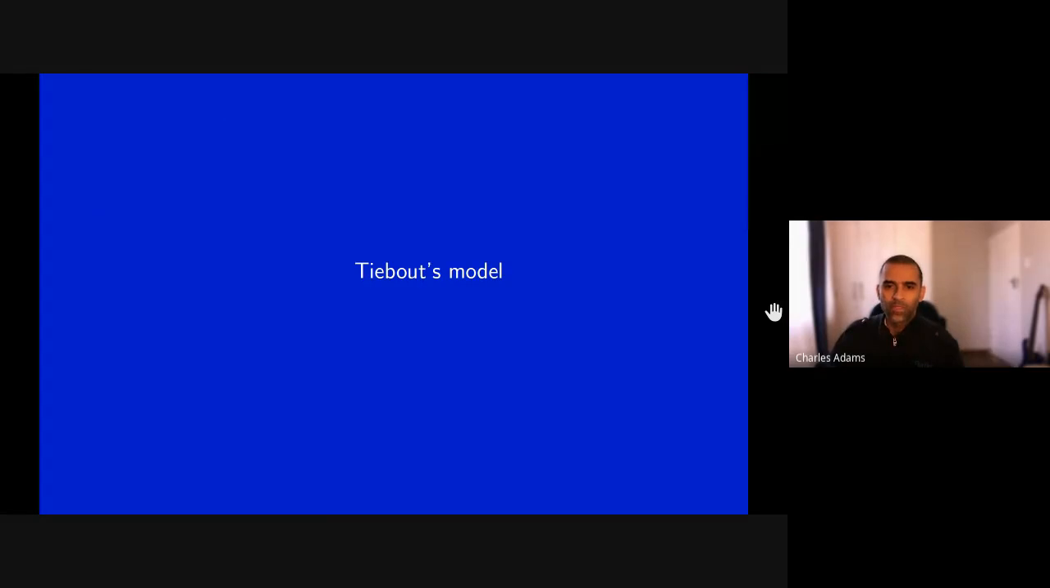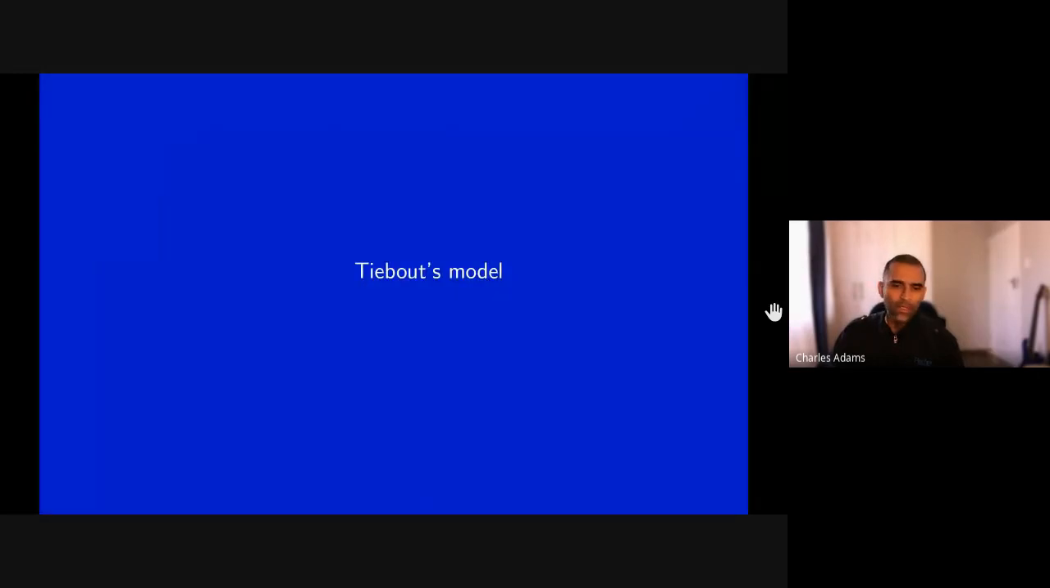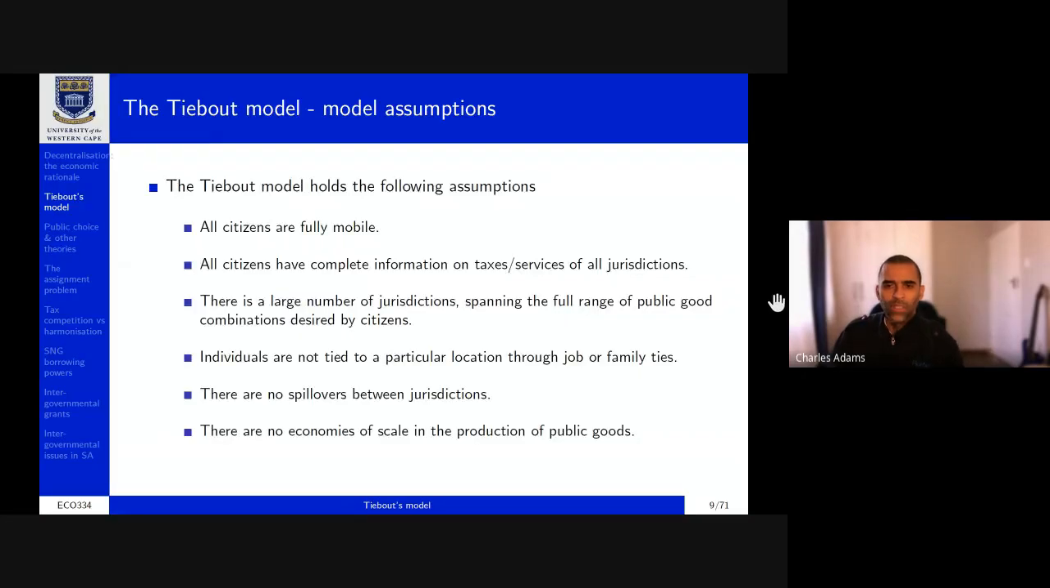All right. So Tiebout developed this model which attempts to explain why we observe local governments, why we observe subnational governments, as well as to explain why having subnational governments is allocatively efficient. The model is premised on a bunch of assumptions, as is usually the case in economics, simplifying assumptions so as to get at the main insights.